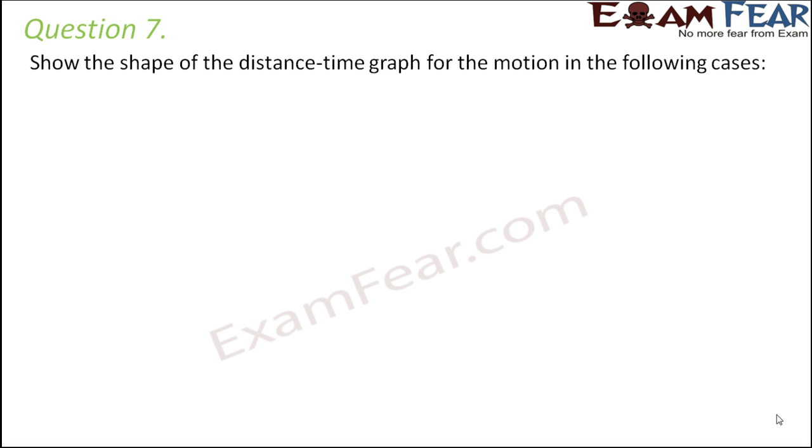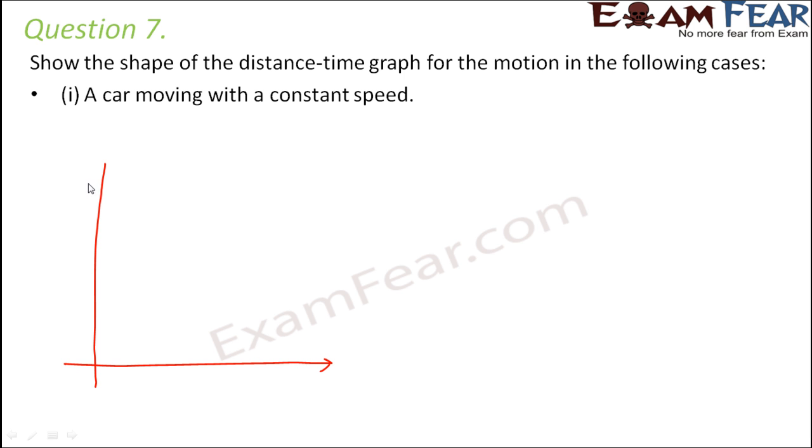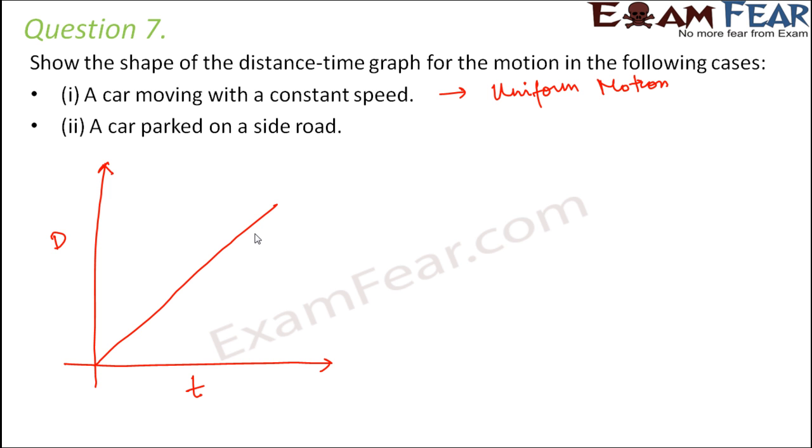Question number 7. Show the shape of the distance time graph for the motion in the following cases. A car moving with a constant speed. So the speed of the car is constant. In a distance time graph, this is the distance and this is the time. Any car moving with a constant speed is nothing but uniform motion. And how does the graph look in uniform motion? It would be a straight line, so that it covers equal distances in equal intervals of time.